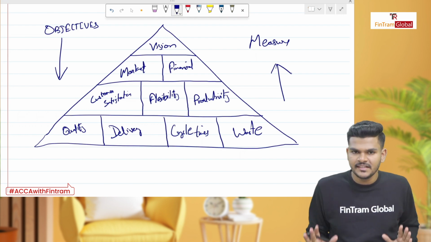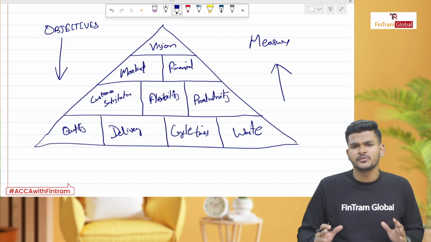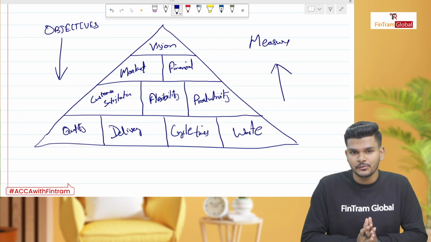This is how you read the performance pyramid. Okay, folks, and most of the time the performance pyramid will be given to you in the exam as well.